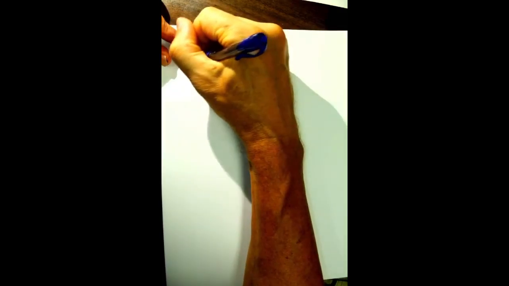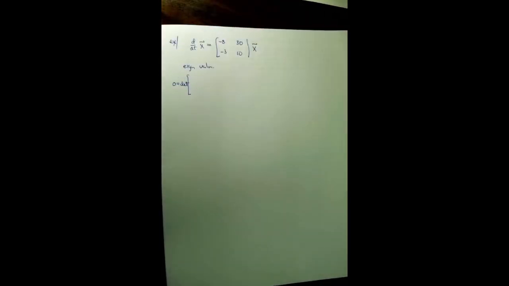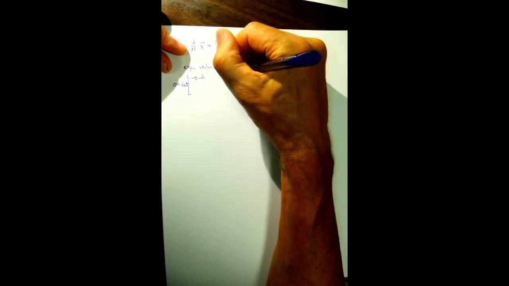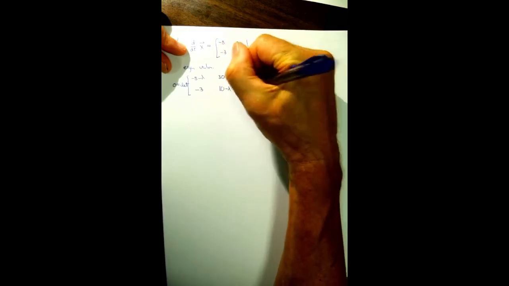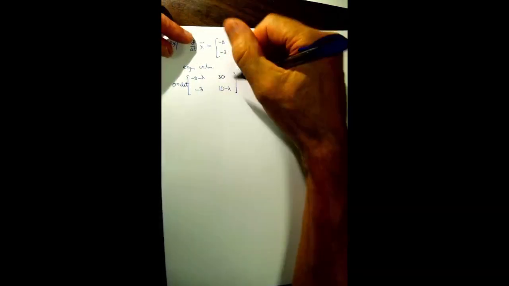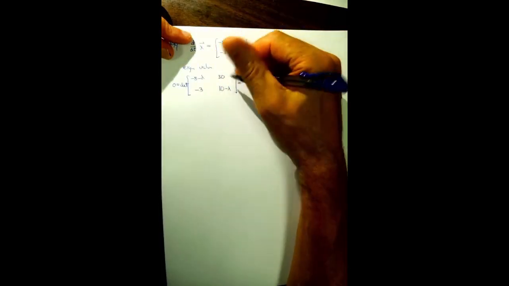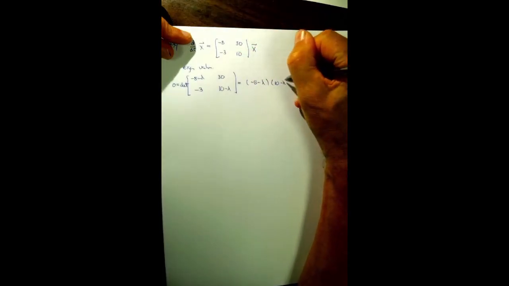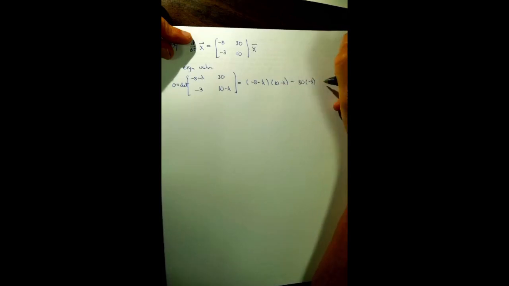So the first thing is to find the eigenvalues. So I'm going to take the diagonal entries and subtract lambda. So I get minus 8 minus lambda. Leave the 30 alone, leave the minus 3 alone, then take a 10 minus lambda. Take that determinant, set it equal to 0. This is just multiply the diagonal entries together, subtract the off-diagonal entries multiplied.